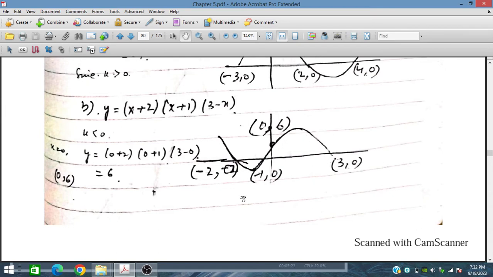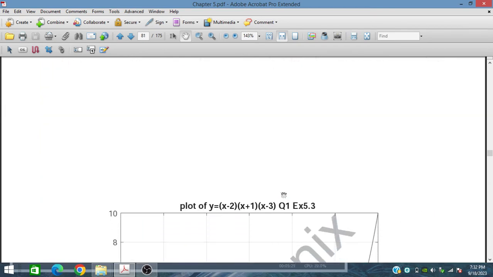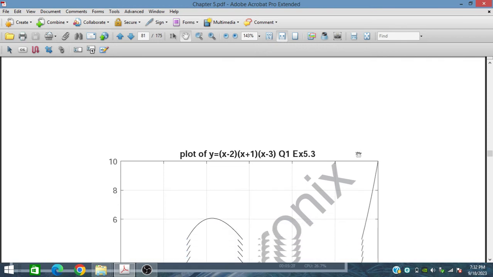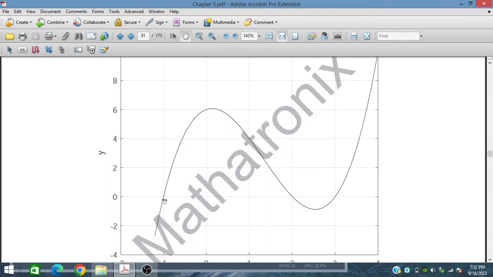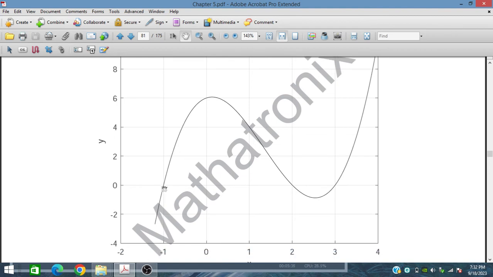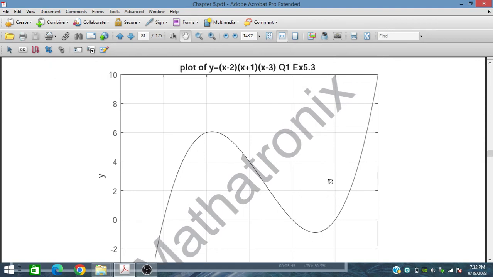This is the curve for part B, and now for question number 1 we drew the curve through some software and obtained these values: minus 1 comma 0, 2 comma 0, and 3 comma 0. And here we can see 0 comma 6. This is question number 1 of exercise 5.3.